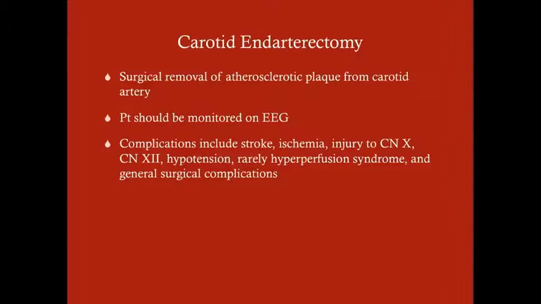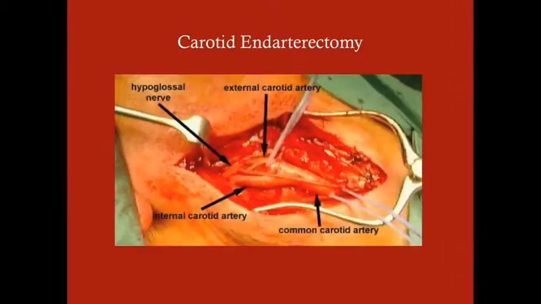at the bifurcation of the carotid artery, you have your carotid sinus, and that's a very sensitive space for detecting blood pressure. So if you monkey up with that, you can get hypotension. So you have to be careful in looking at the patient's blood pressure while you're operating on them. And then rarely hyperperfusion syndrome can happen, and that would just be because you're getting a sudden increase in flow of blood where you've had decreased flow of blood for so long. And then, of course, general surgical complications, which I talk about in previous sections. So this is just to give you an idea of what this surgery looks like.